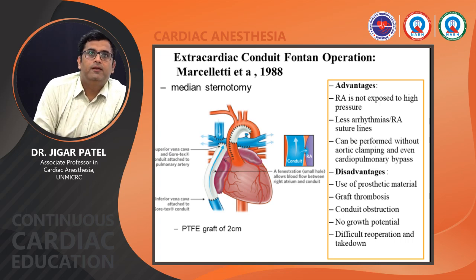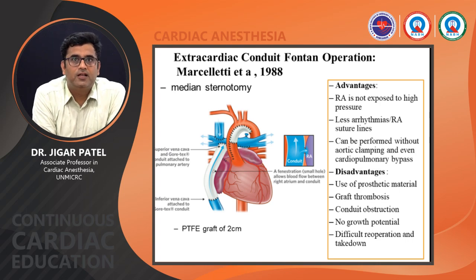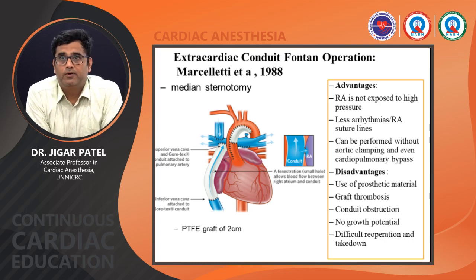It is done through a midline sternotomy. Here the IVC is anastomosed to the pulmonary artery through a PTFE graft of around 2 cm in size, and the fenestration is put between the RA and this conduit. So it is the extracardiac conduit Fontan operation.